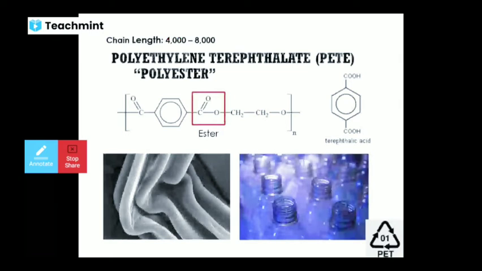Polyethylene terephthalate, polyester, is formed when n number of esters are formed. They are called polyesters, and the other name is terephthalic acid, that is PET. We can simply say PET. The symbol is always used in bottles and cotton polyester cloths.